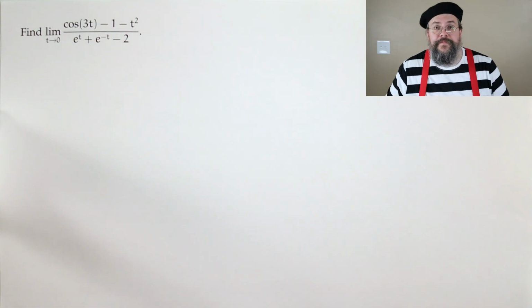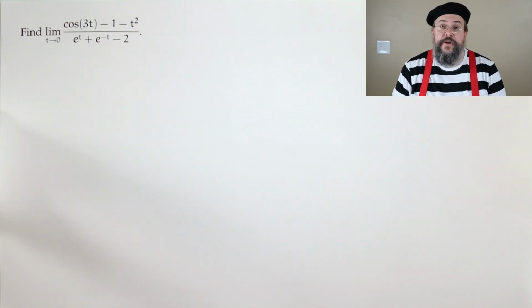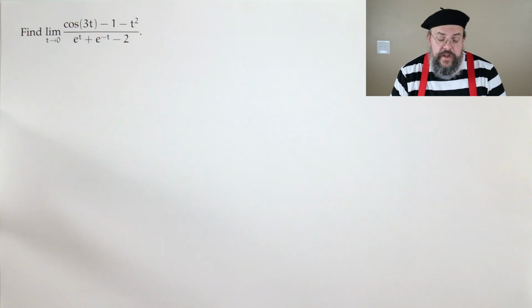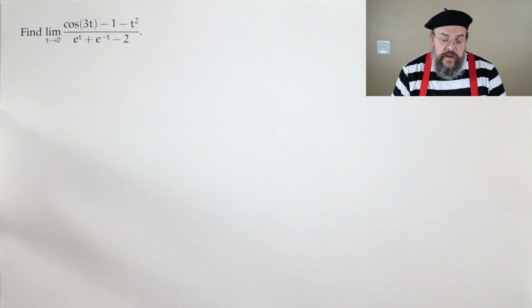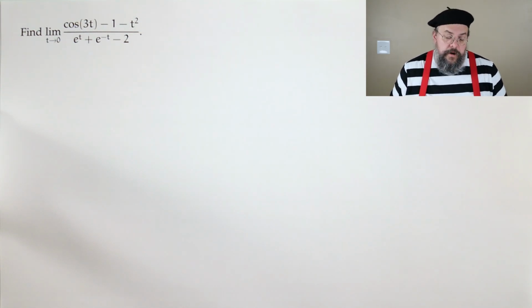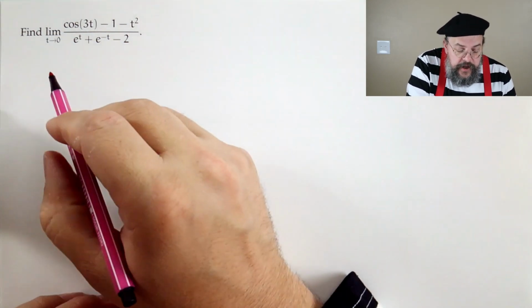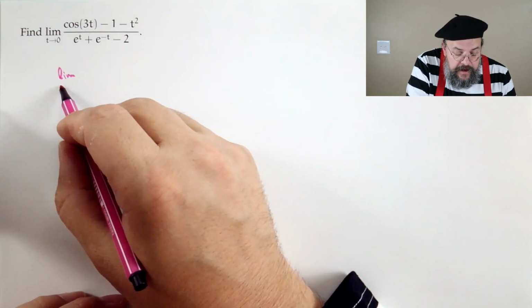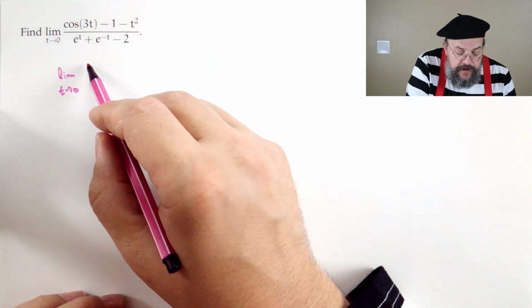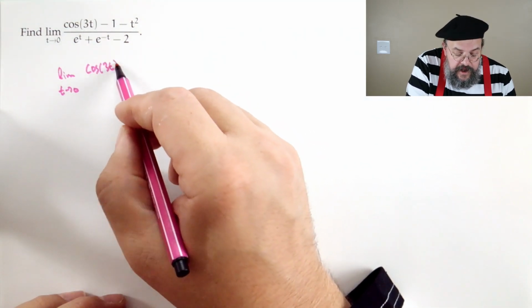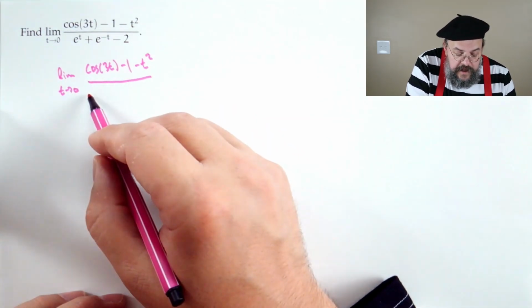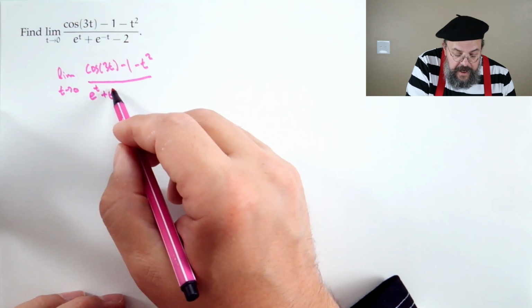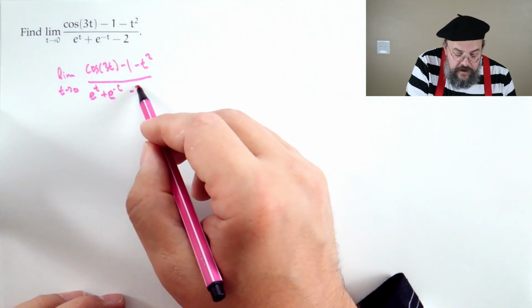So our next problem. Find the limit as t goes to 0 of cosine of 3t minus 1 minus t squared, divided by e to the t plus e to the minus t minus 2. All right, well, let's think about it. So this is the limit as t goes to 0. Upstairs we have cosine of 3t minus 1 minus t squared. Downstairs, e to the t plus e to the minus t minus 2.